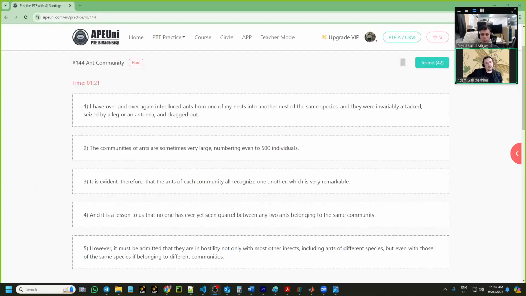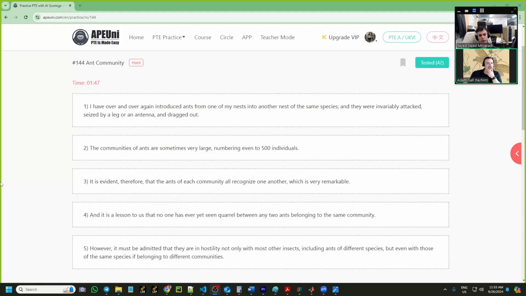Okay, so I think two is, this paragraph is starting in a slightly more academic way because it's starting with a general idea. Like, this is a proper topic sentence. The communities of ants are sometimes very large, numbering even to 500 individuals. So it's sort of setting up, we're going to learn about ant communities here.